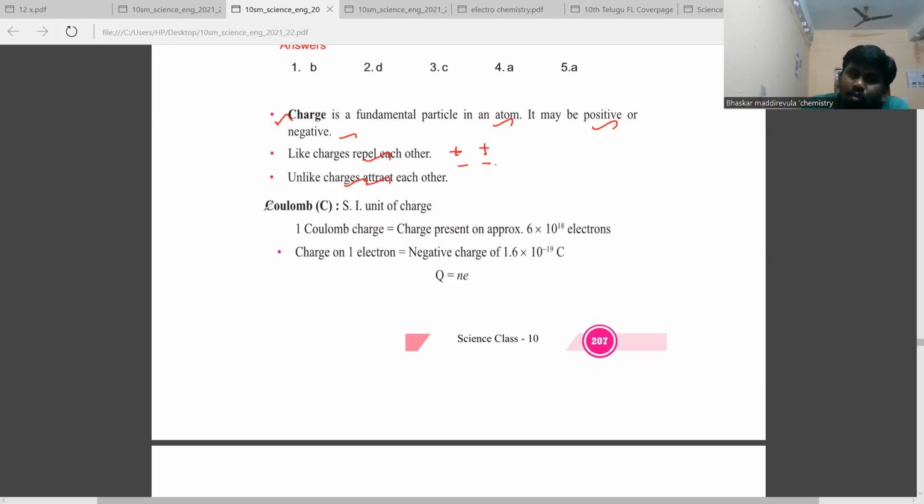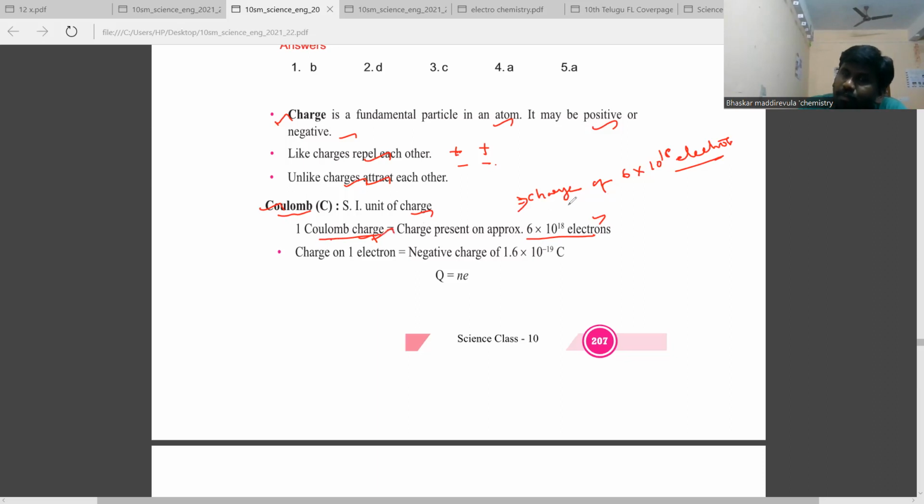Okay, next. Coulomb is the SI unit of charge. We represent it by the symbol C. So 1 coulomb of charge equals the charge of 6 into 10 to the power of 18 electrons. Keep in mind, the charge of 1 coulomb is equal to the charge of 6 into 10 to the power of 18 electrons.